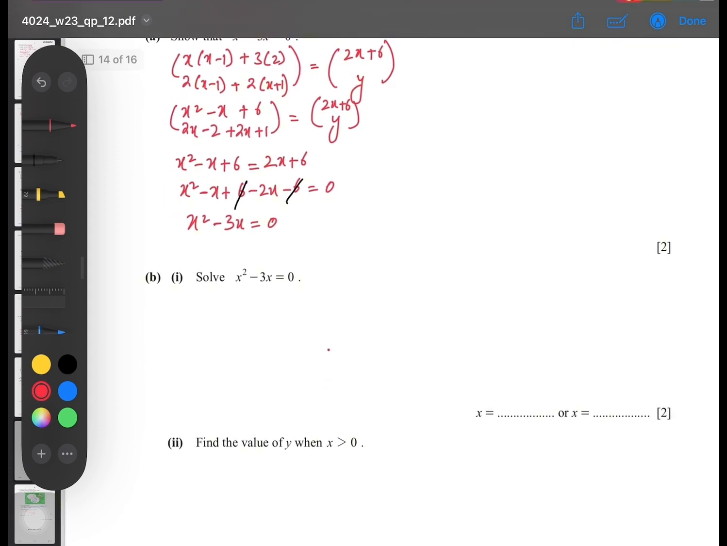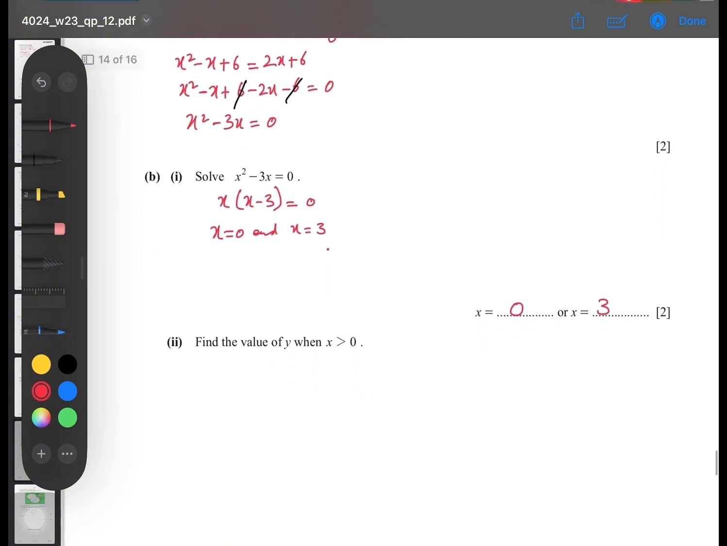Part B. x squared minus 3x is equal to 0. So I will take x as a common factor. So x into (x minus 3) is equal to 0. So there are two factors, x and x minus 3. So x is equal to 0 and x is equal to 3. The values of x are 0 and 3. Find the value of y when x is greater than 0. It means we will consider x is equal to 3 and I will ignore x is equal to 0.